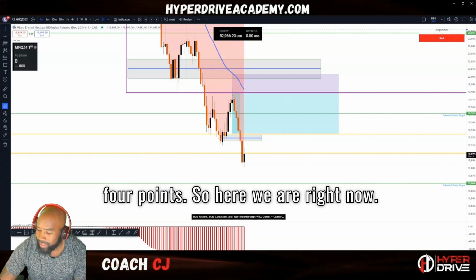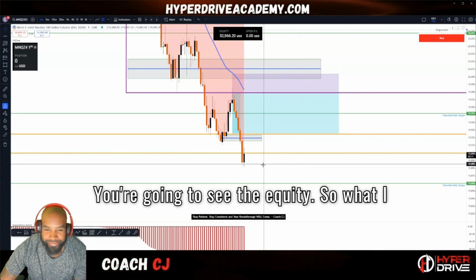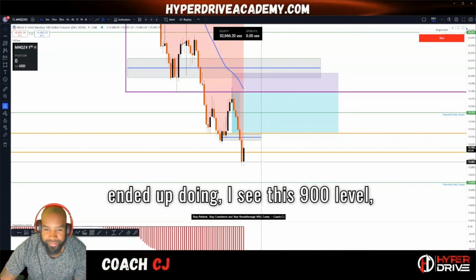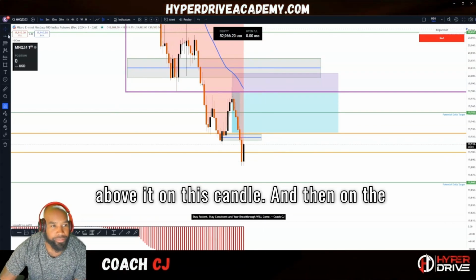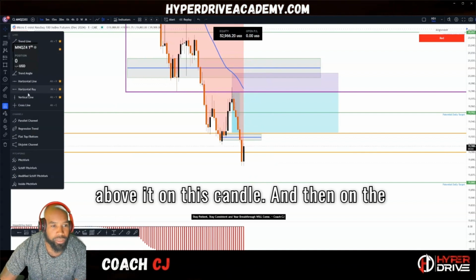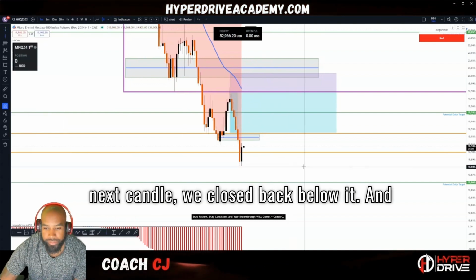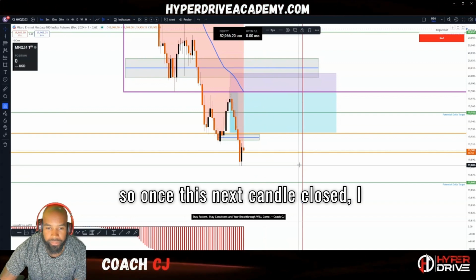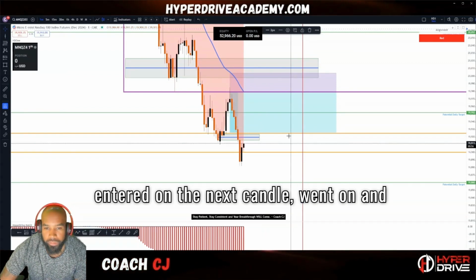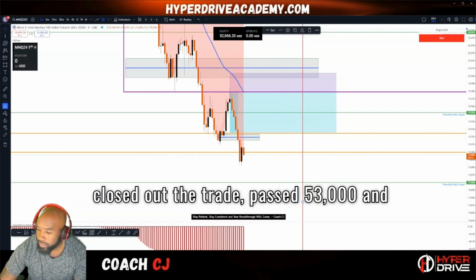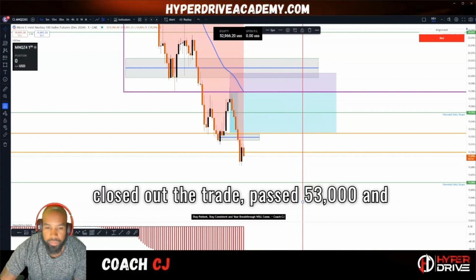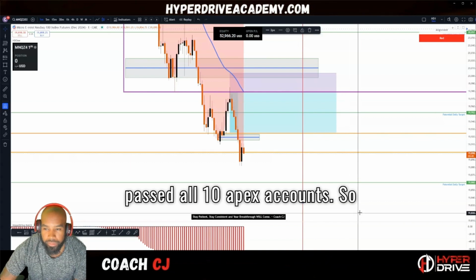So here we are right now. You're going to see the equity. So what I ended up doing, I see this 900 level. This is a whole number. We closed back above it on this candle, and then on the next candle we closed back below it. And so once this next candle closed, I entered on the next candle, went on and got the last $34 that I needed, closed out the trade, passed 53,000, and passed all 10 Apex accounts.